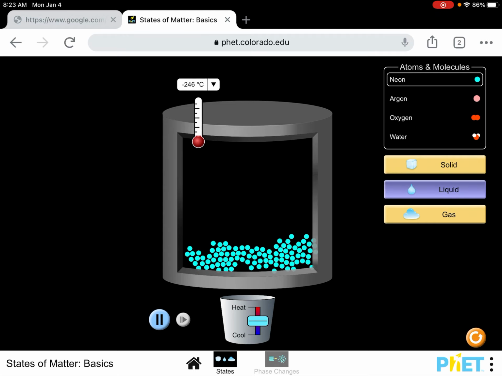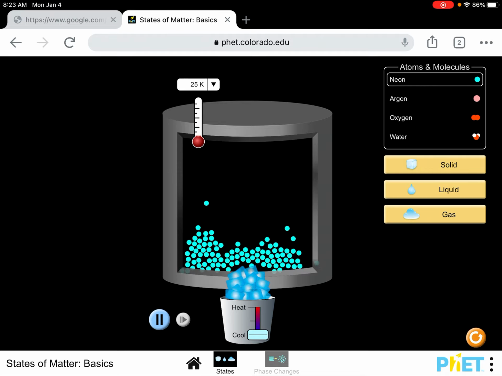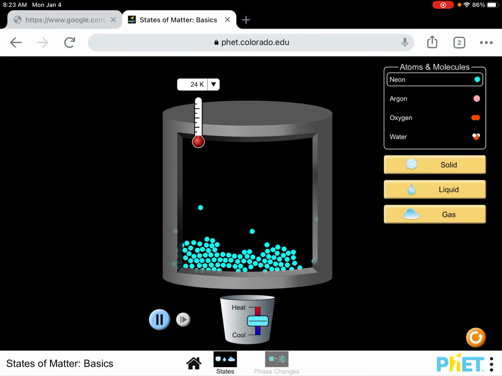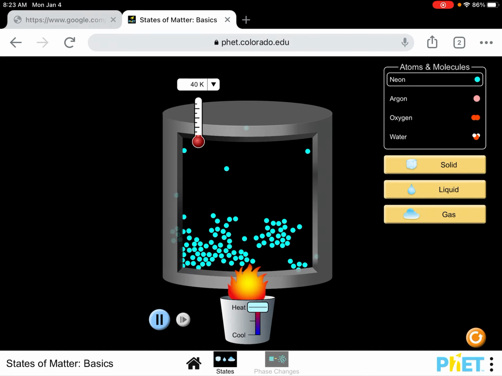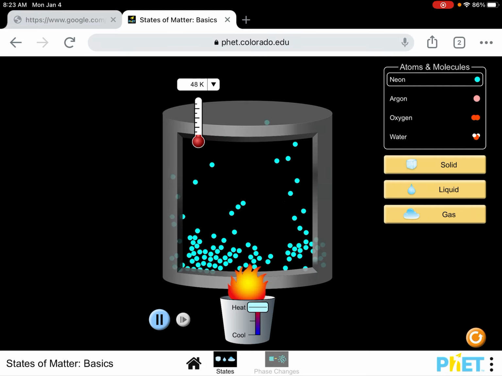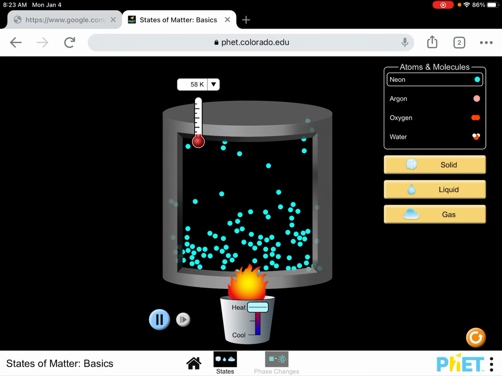If I want to turn it into a liquid, notice how the temperature increases to negative 246 degrees Celsius, or 28 Kelvin. You have all the different neon particles floating around freely from each other, but they're still connected to each other. A couple are floating away, but this is going to be a liquid where they're moving around, but all the particles are connected to each other. If I increase the temperature even more, it's going to turn from a liquid into a gas. And notice what happens with a gas: the particles are all moving away from each other and are no longer connected to each other at all. So this is a gas.